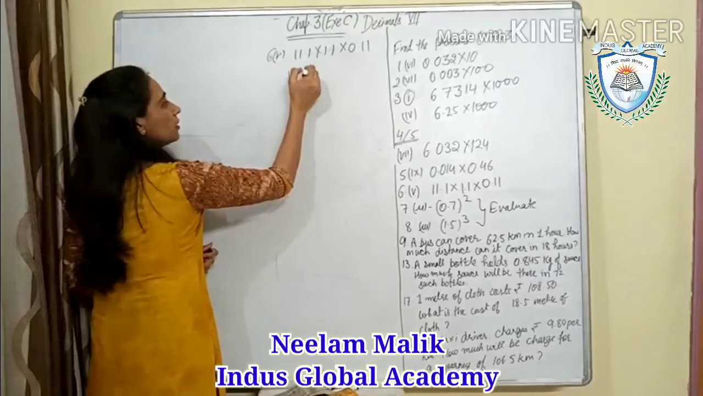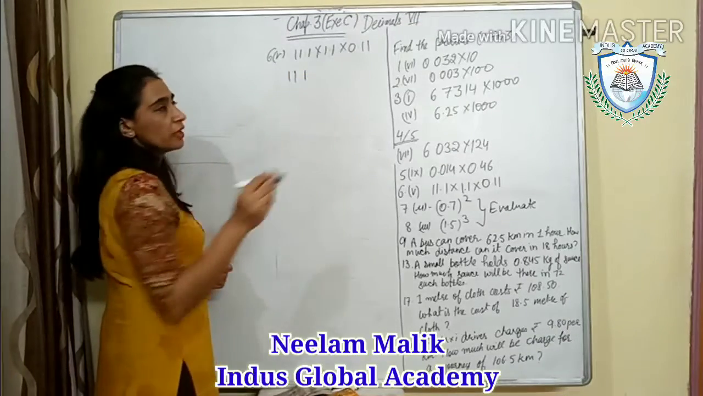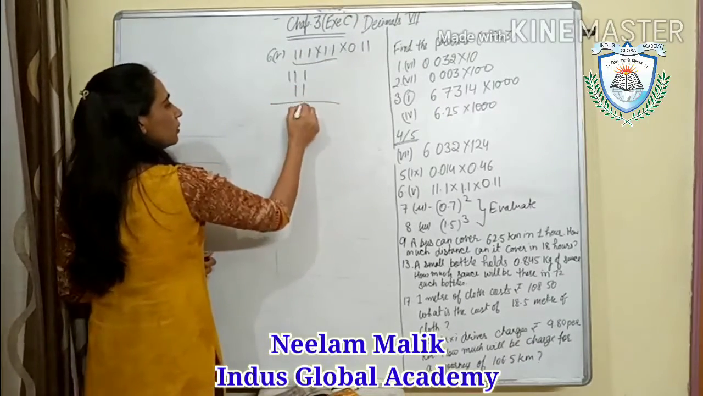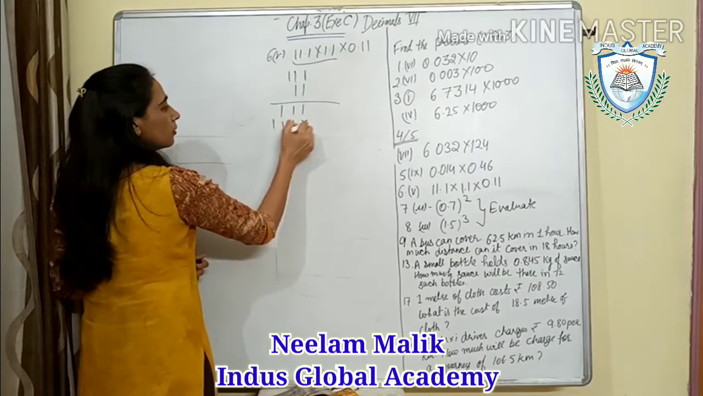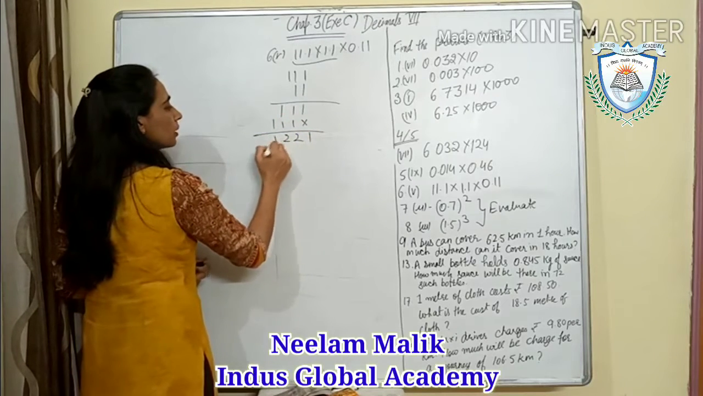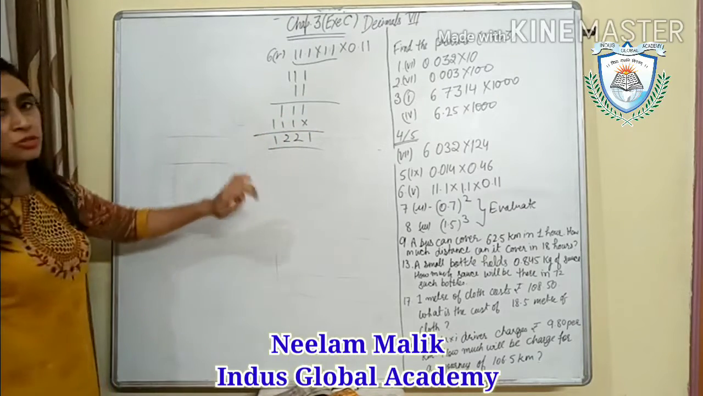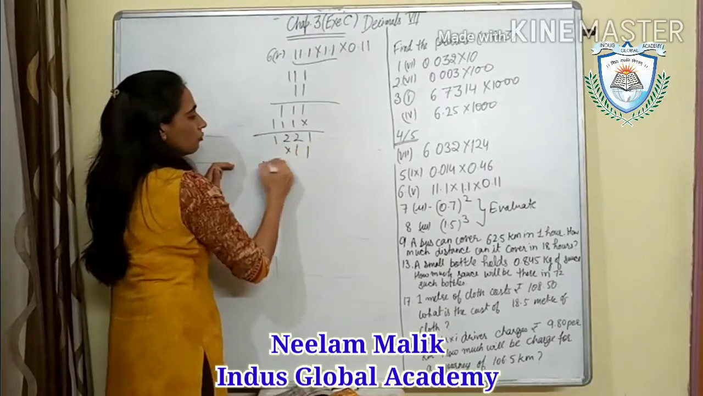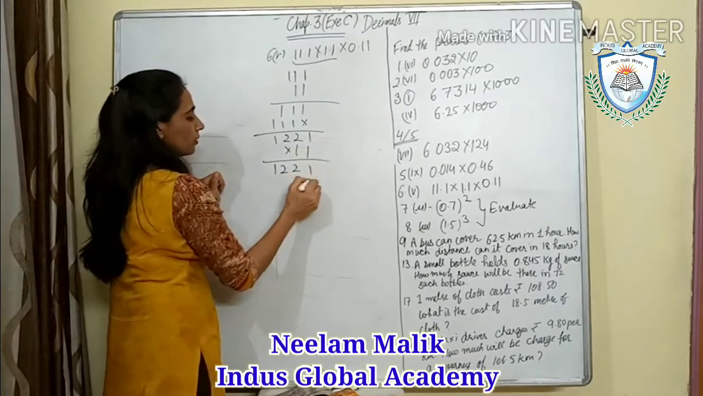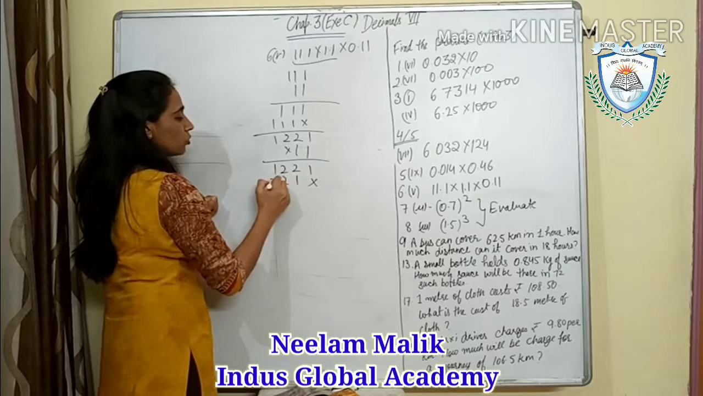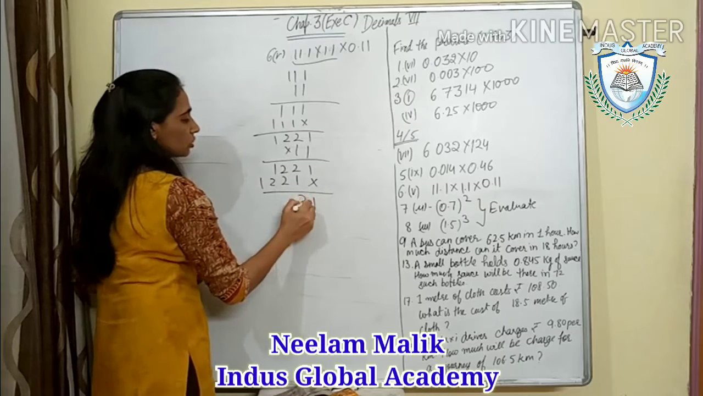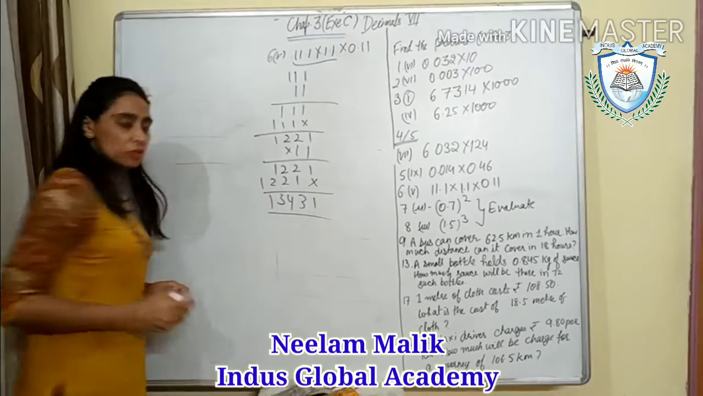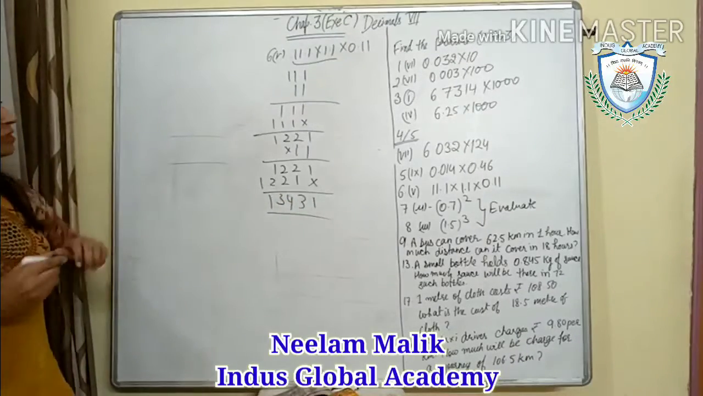So 11.11. I will not put the point. Multiply these two first. So what will it be? Yes, 1221. This is the multiplication of the first two. Now we have to multiply with this. What will it be? 1221 times 11 is 13431. Okay, so this is the multiplication of these numbers.